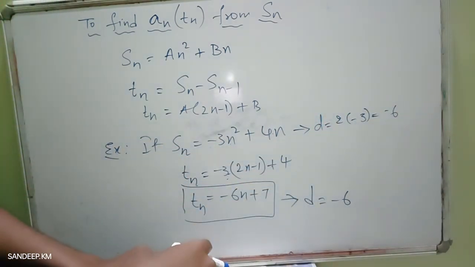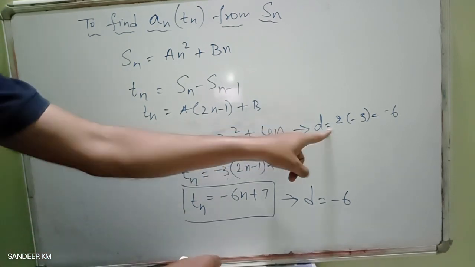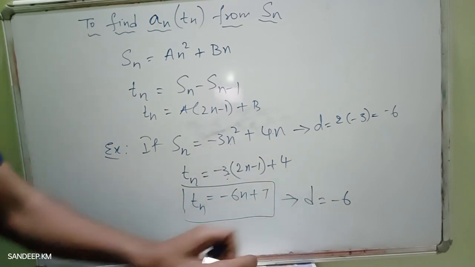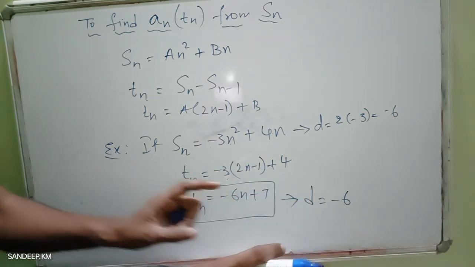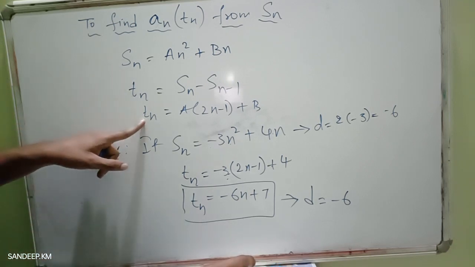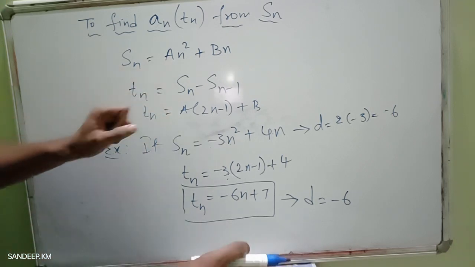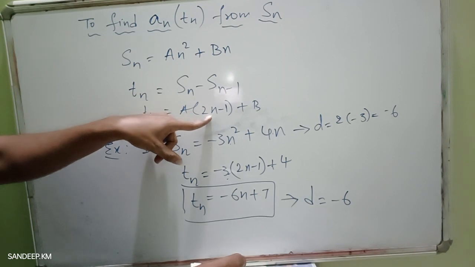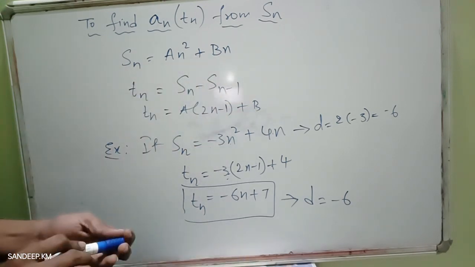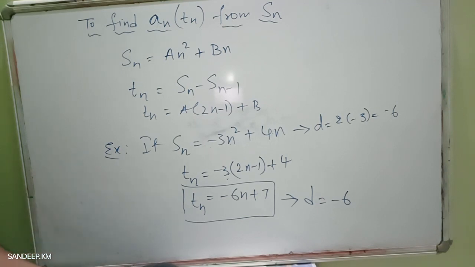This will be useful in problems. By looking at Sn directly, we can write the common difference, or by looking at the nth term, we can also write the common difference directly. So keep this in mind. So if Sn is an square plus bn, then we can write the nth term directly as a into 2n minus 1 plus b. Now let us look at 3 important models on sum of n terms.